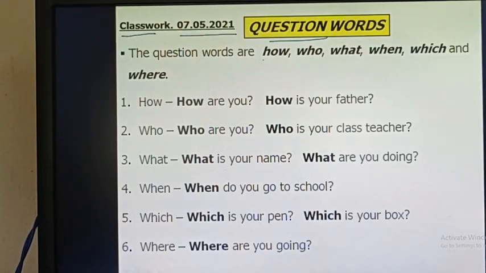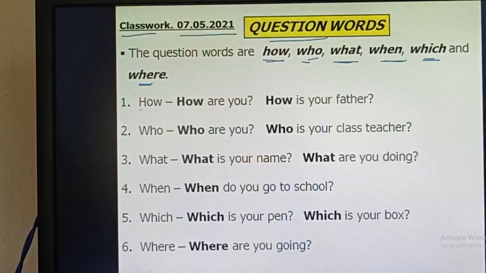The question words are how, who, what, when, which, where. I repeat, the question words are how, who, what, when, which, and where. So with these question words we can begin a question, we can formulate a sentence which is a question. So let us begin this.